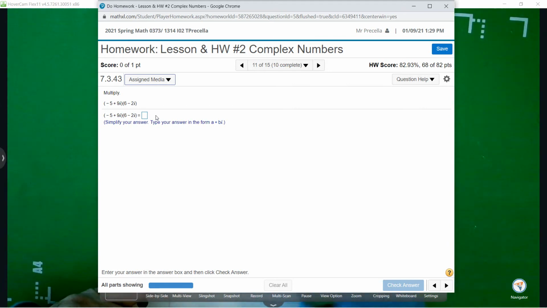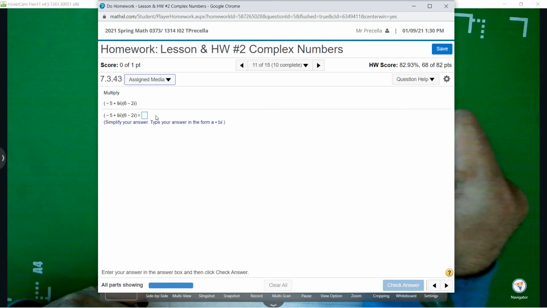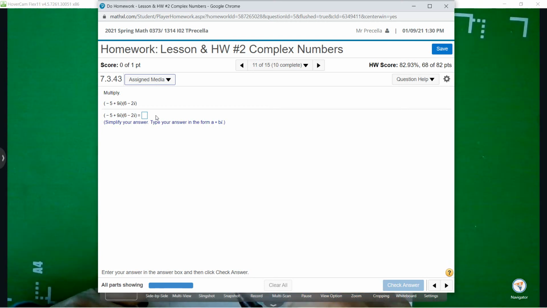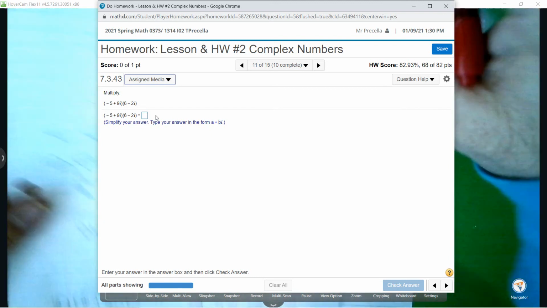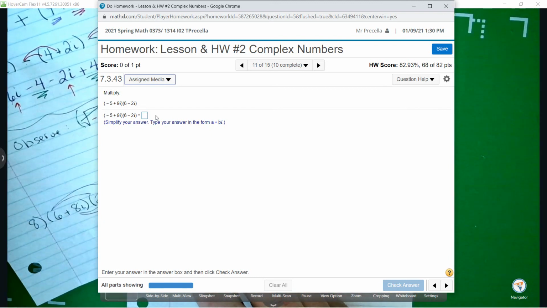We have a negative 30 plus 10i, negative 5 times a negative 2i. 9i times 6 would be a 54i. And 9i times a negative 2i is a negative 18i squared. Before we combine, we need to replace the i squared with a negative 1.